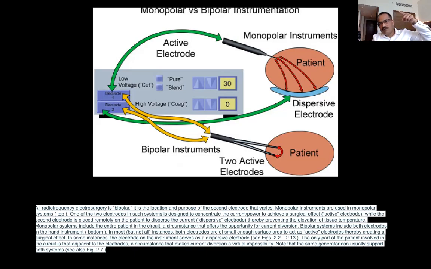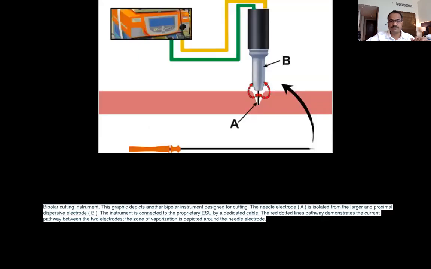It is how far apart we keep the active and dispersive electrodes that will decide whether it will act like a monopolar instrument or a bipolar instrument. In a bipolar instrument only a little part of the tissue is in the circuit, so these are safer. The bipolar instruments are safer because very little part of the tissue will be coagulated. So it is the types of instruments, and no more to be confused with types of currents.